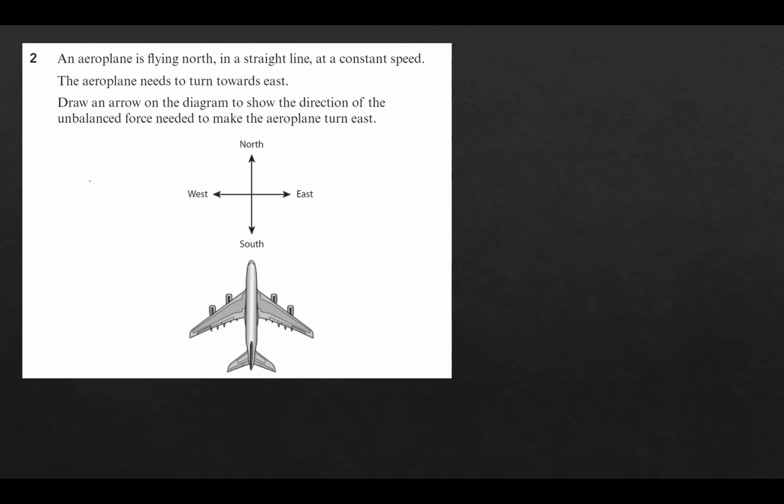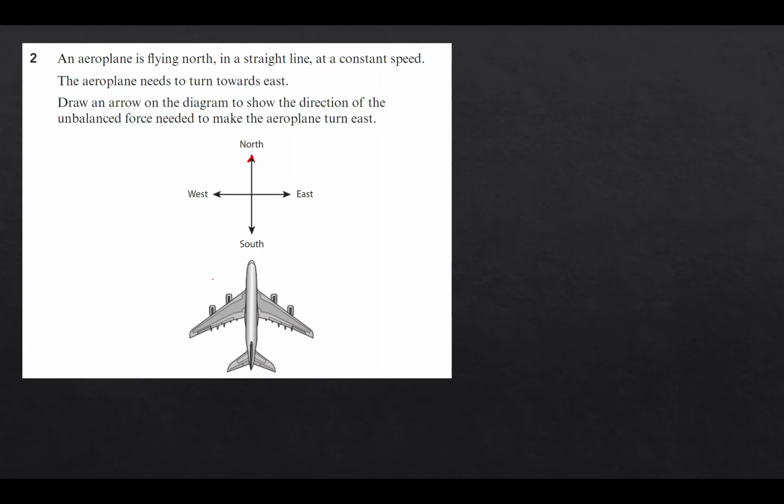Let's look at this question. An aeroplane is flying north in a straight line at a constant speed. The aeroplane needs to turn towards east. Draw an arrow on the diagram to show the direction of the unbalanced force needed to make the aeroplane turn east. Now, my aeroplane is right now going towards north.